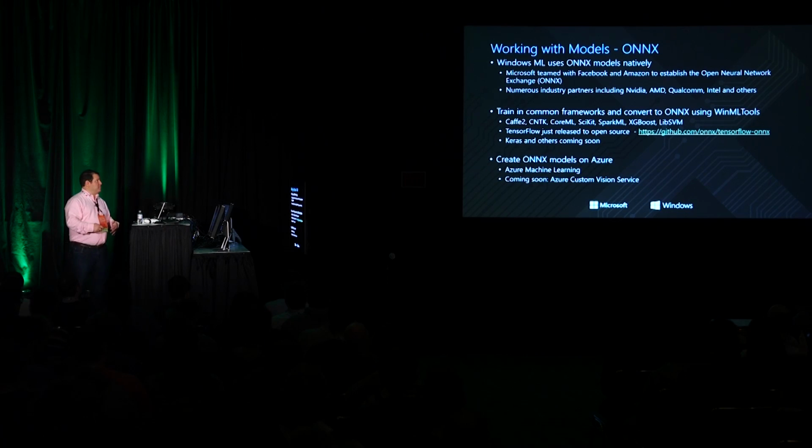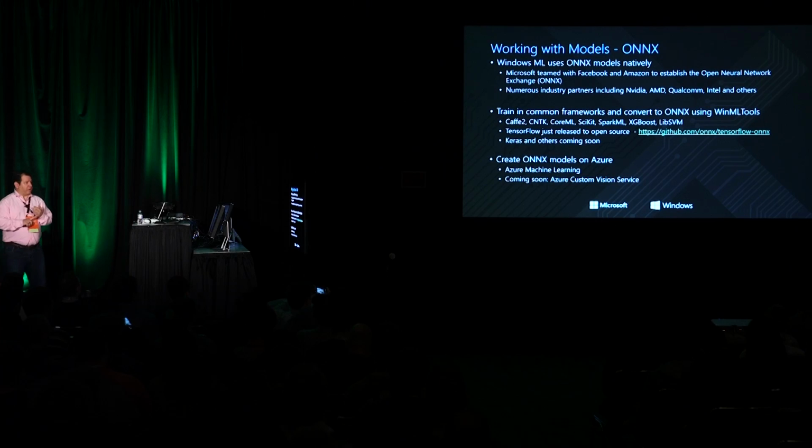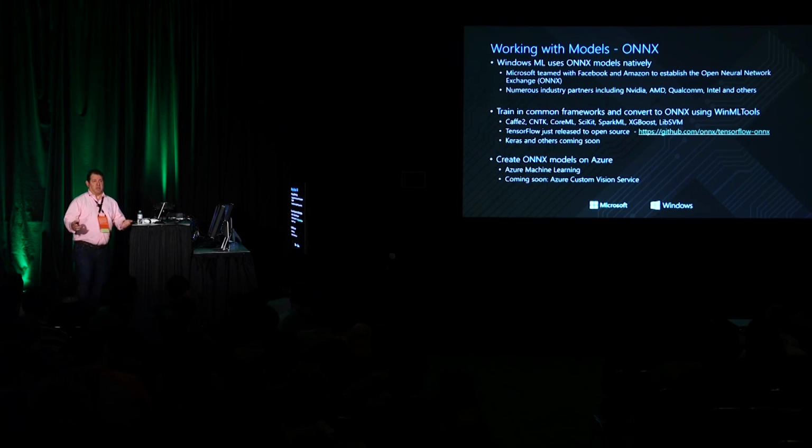So we use that ONNX model natively. We have built a whole body of tools we call WinML tools. We've given a lot of those back to the open source and put them up in the ONNX consortium. So they are free, public, open domain conversion utilities. We support today a lot of the major frameworks, Caffe2, CNTK, CoreML, SparkML, all different kinds of machine learning libraries where you can build and train a model and then import it into our system using ONNX.